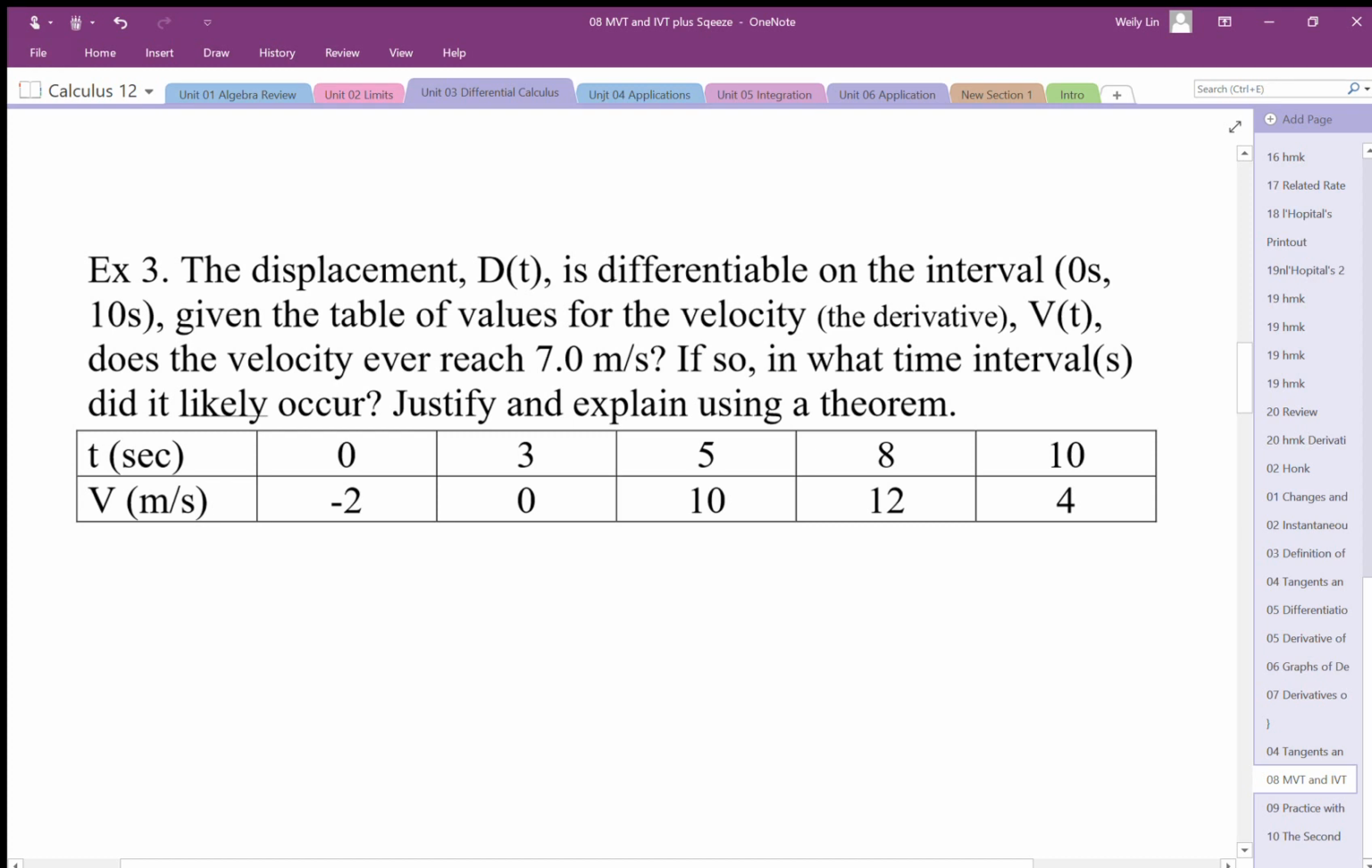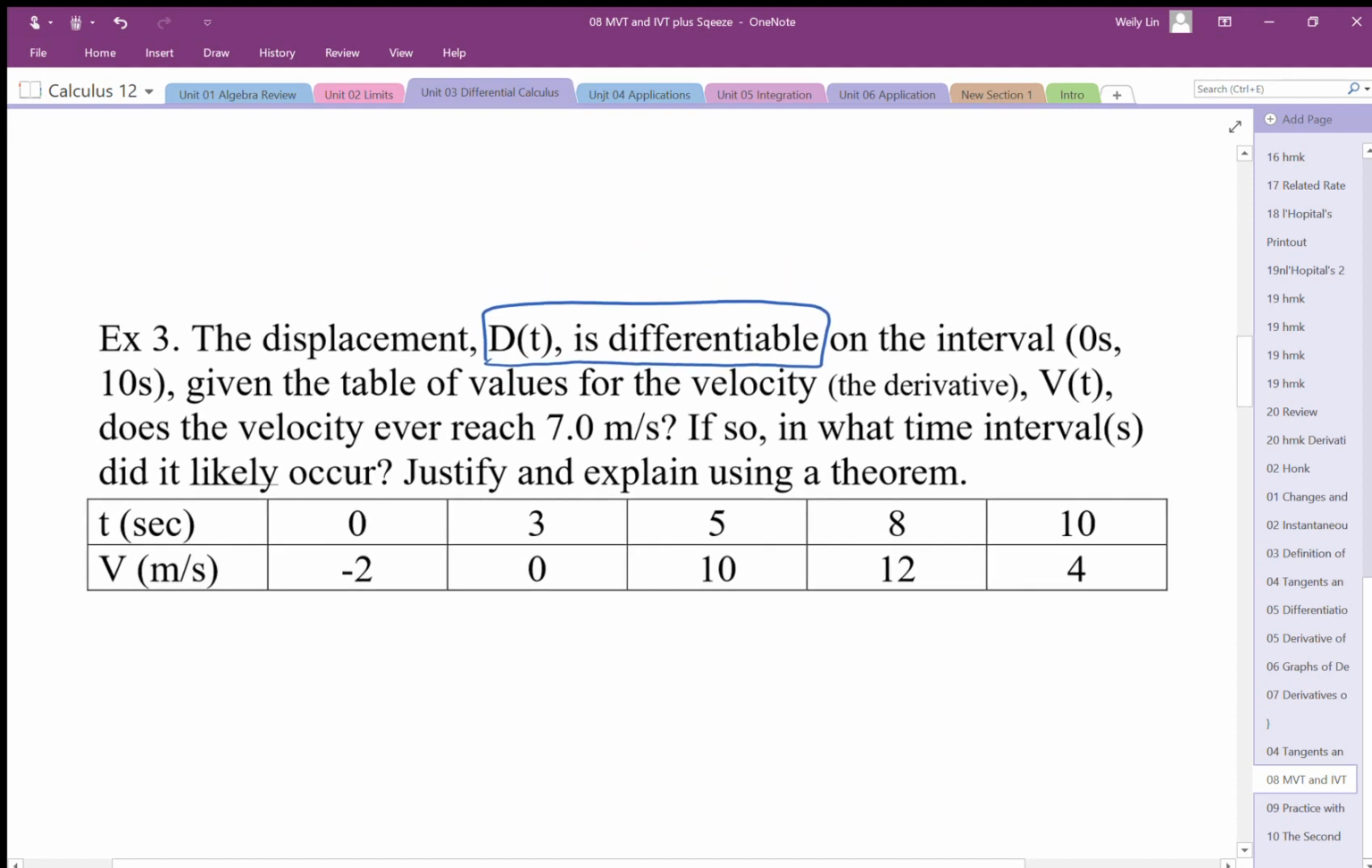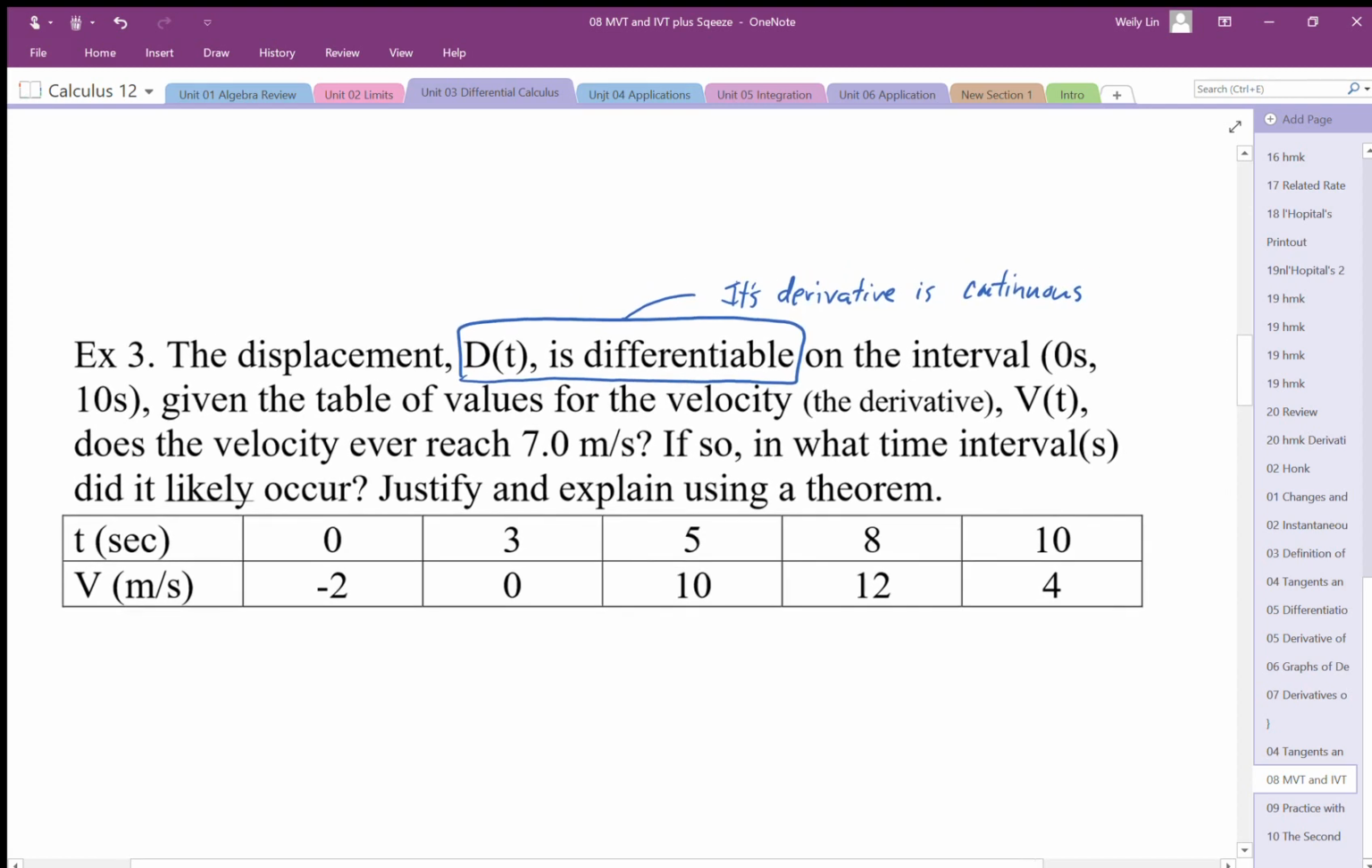Okay, so we need to make sure we can infer this idea of continuity. If something is differentiable, if d is differentiable, what that implies then is its derivative is continuous. So in this case, that means then v of t is continuous. So that's important. Now we've established that the velocity function is continuous.